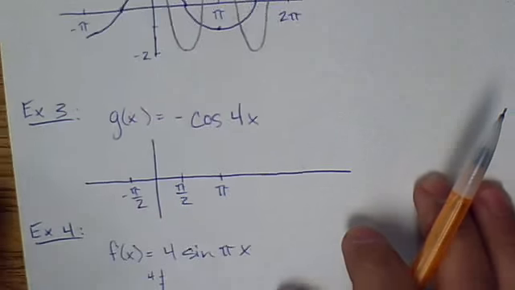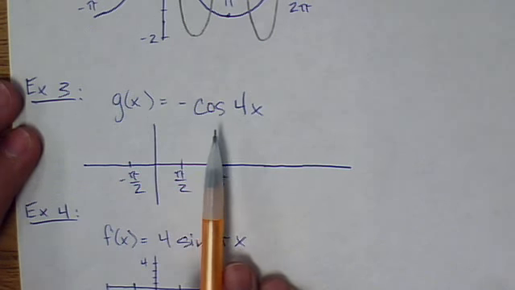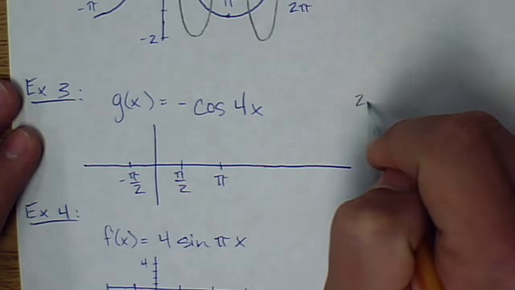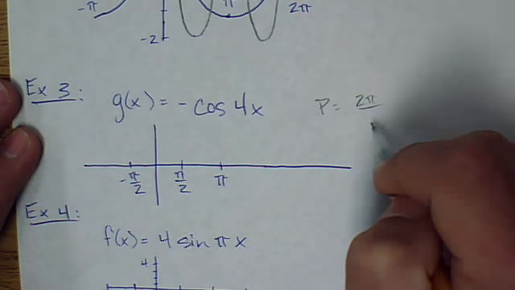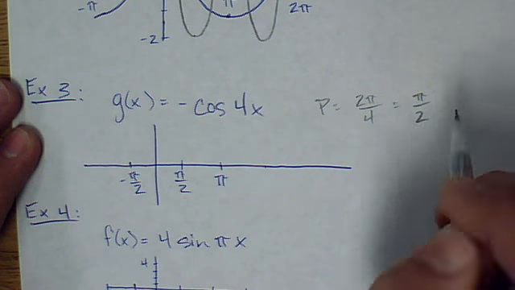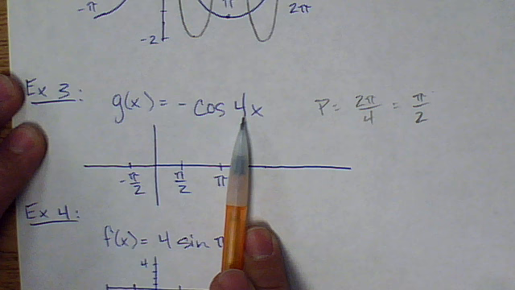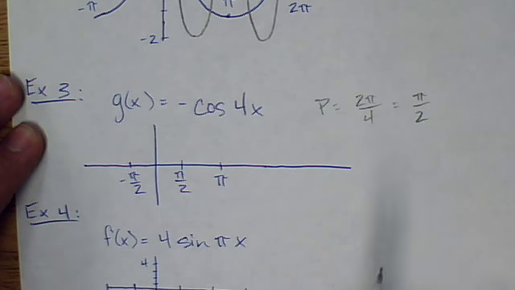Couple more for you. Right here we have a negative cosine of 4x. So if I take 2 pi over b, so 2 pi over 4 is pi over 2. So that's a horizontal shrink because it's greater than 1. So I'm going to complete a cycle within pi over 2.